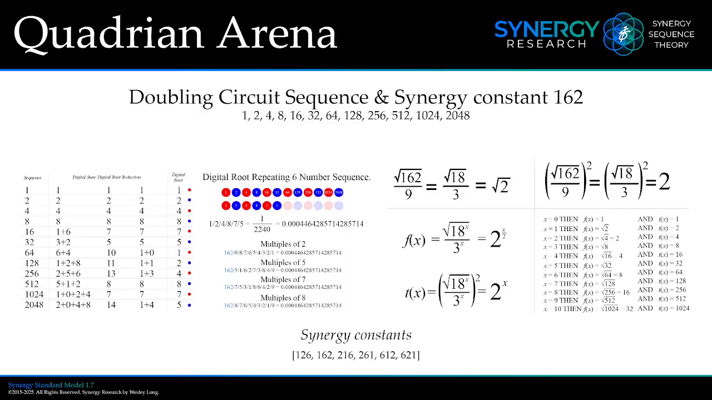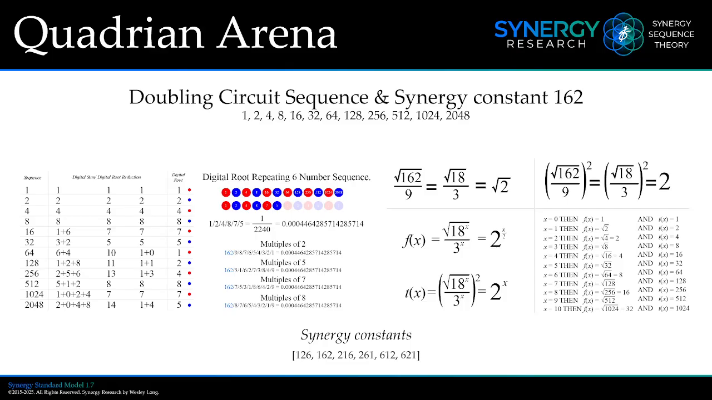Here, in the final layer of the Quadrian Arena sequence, we step into the mathematical engine that powers the entire model, the doubling circuit sequence, and the emergence of the synergy constant 1662, the hidden harmonic that unites growth, symmetry, and dimension. Across the top, we see the familiar binary progression, 1, 2, 4, 8, 16, all the way to 2048. This is exponential growth by powers of 2, a sequence foundational to digital logic, computation, and energy scaling in physics. But now we see something deeper.